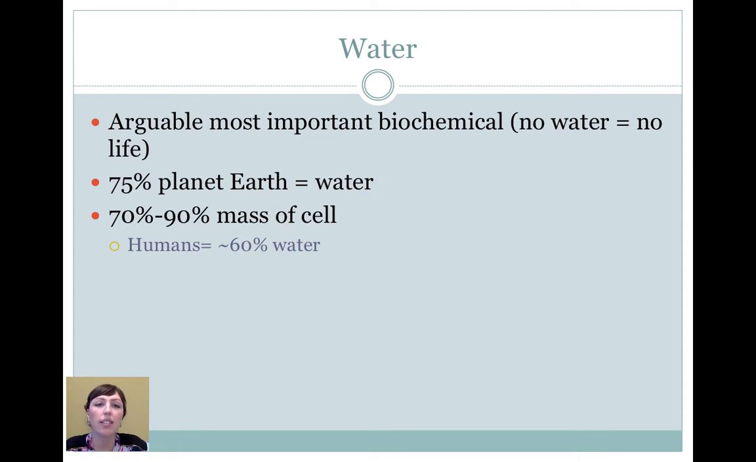Okay, so water is arguably the most important biochemical on planet Earth. Without water, there is no life. Earth is 75% water. The mass of a cell is 70 to 90% water, and that is true of all organisms. As one example, humans are about 60% water.